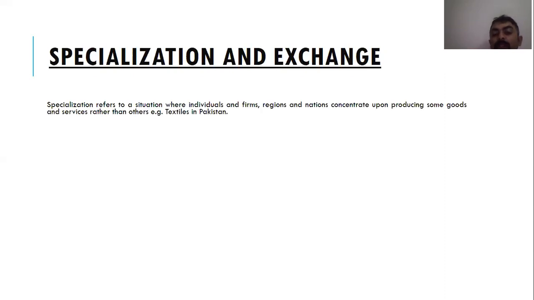Specialization refers to a situation where individuals, firms, regions, and nations concentrate upon producing some goods and services rather than others. For example, Pakistan specializes in textile. We don't do well in, let's say, making tractors and making cars. We are exceptionally good at making textiles. So our economy's focus is textiles.